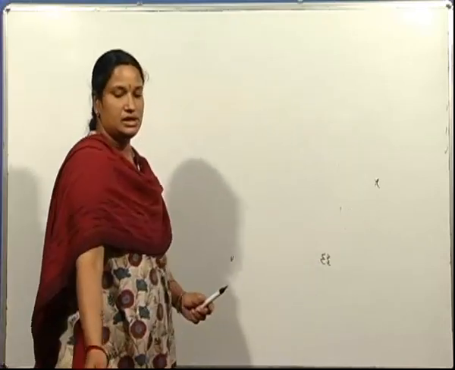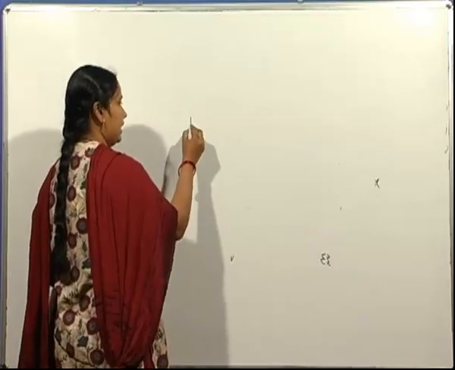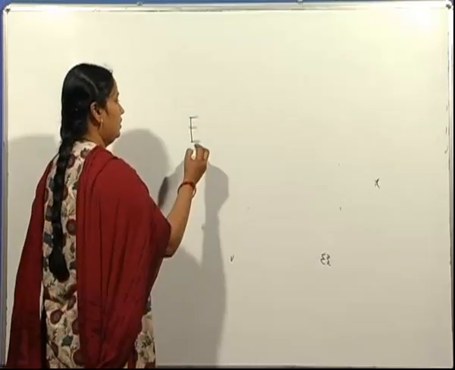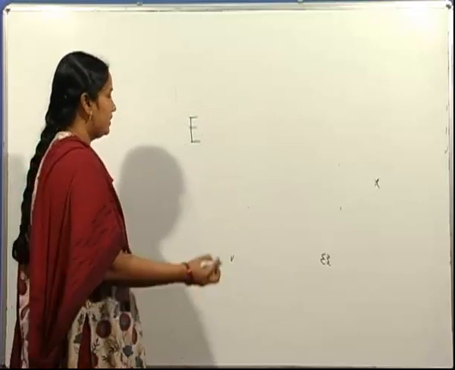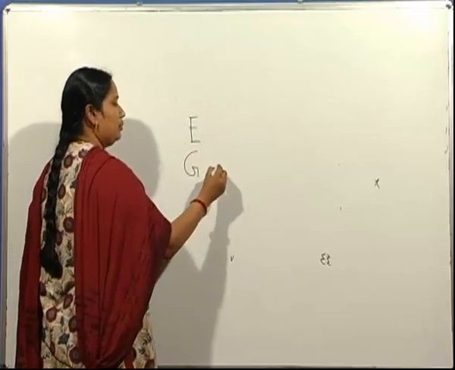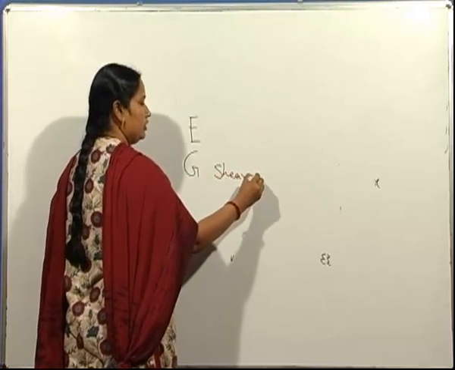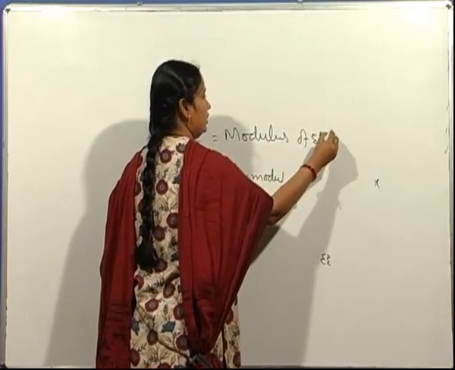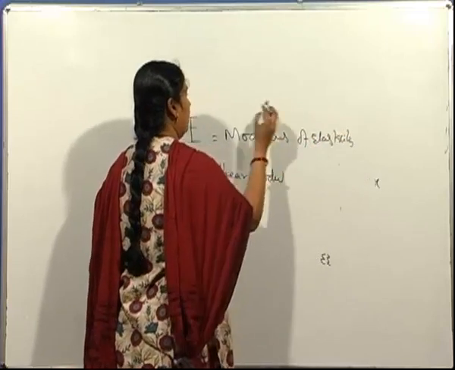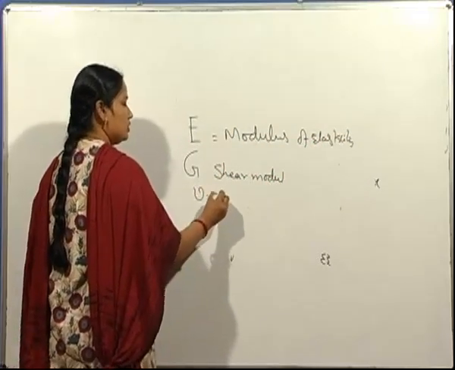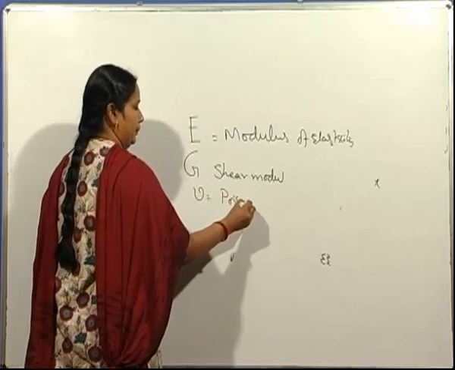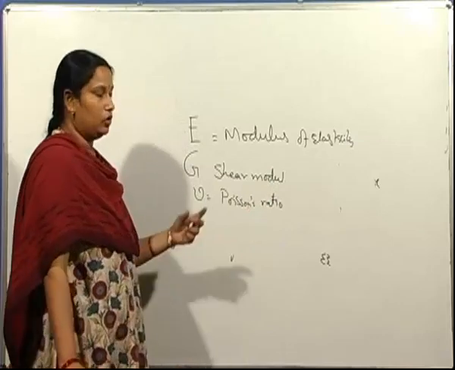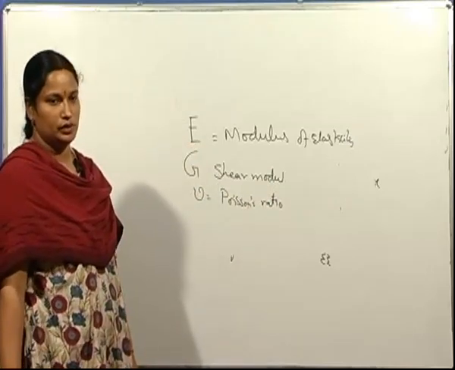Young's modulus is represented by the symbol capital E, that is the modulus of elasticity, which is different for different materials, and G is the shear modulus. This is also different for different materials. Modulus of elasticity, shear modulus, and Poisson's ratio nu. This is also different for different materials. Even though all these three are different, all these three can be related to each other.